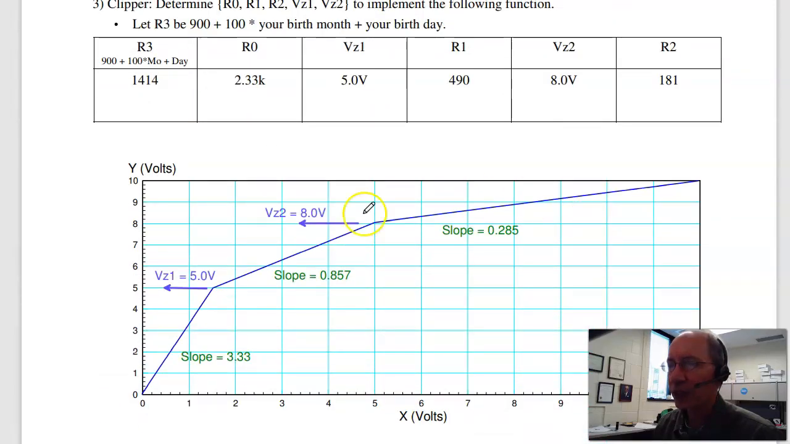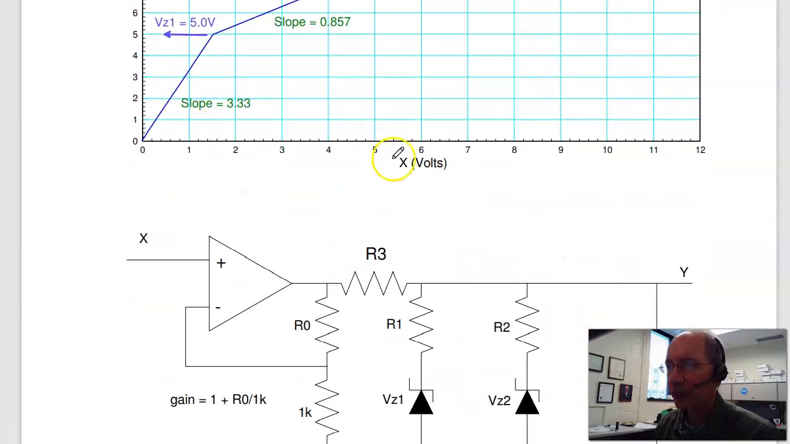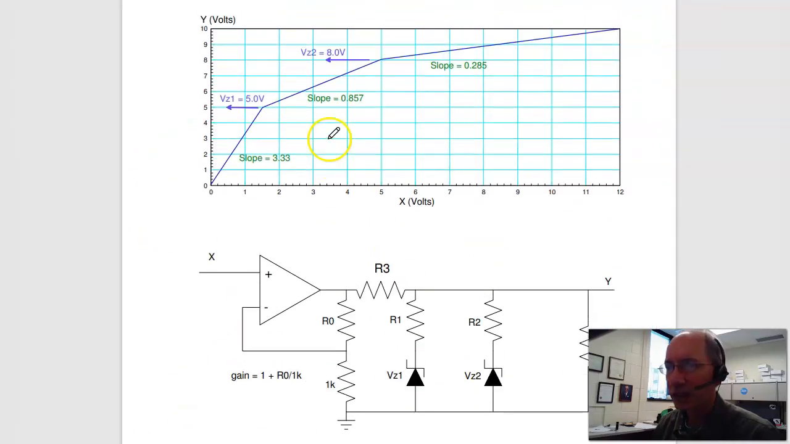Problem 3 is a clipper circuit. Given this circuit, or this mapping from X to Y, come up with a circuit that implements it. And that's this puppy right here. Let's make it a bit smaller so you can see it.